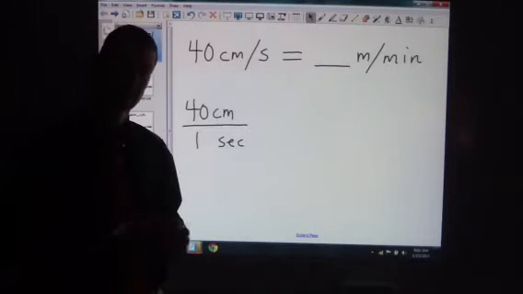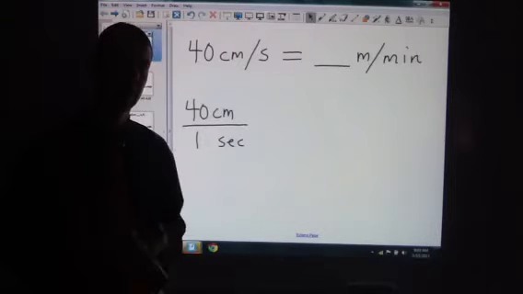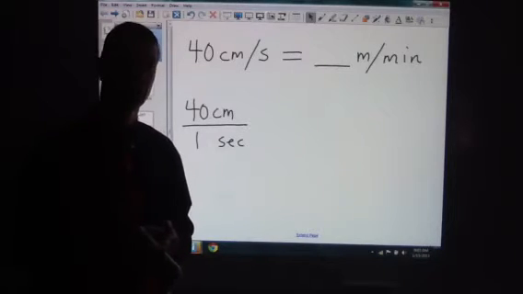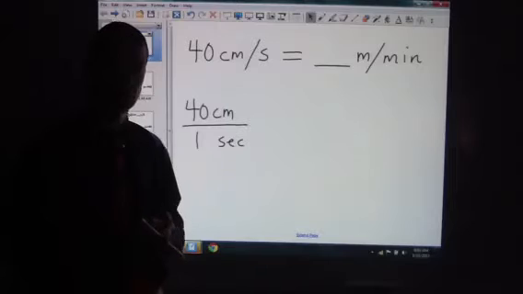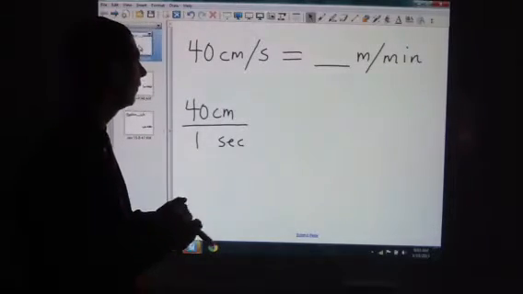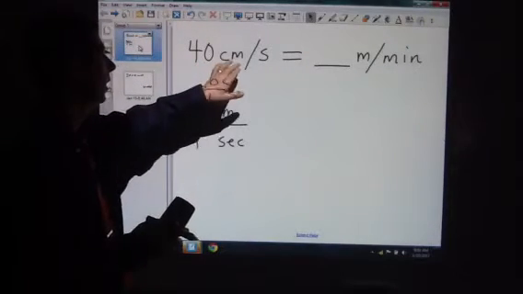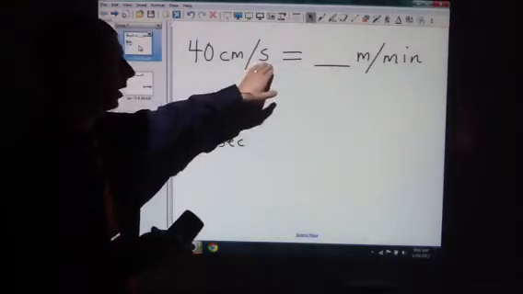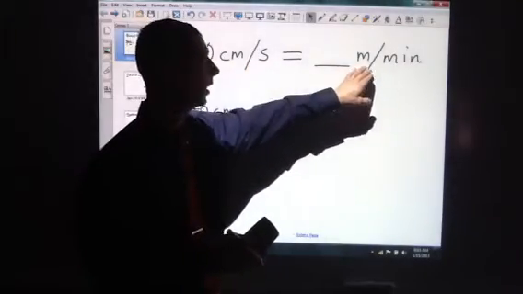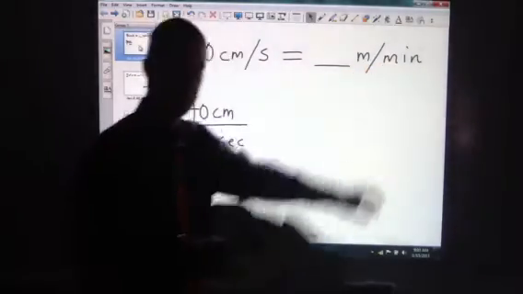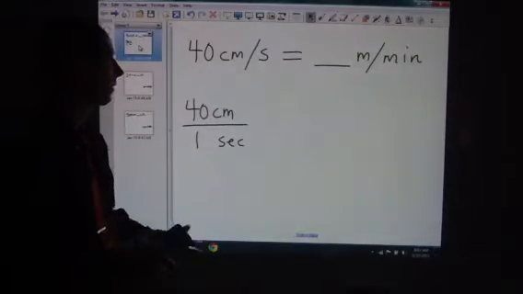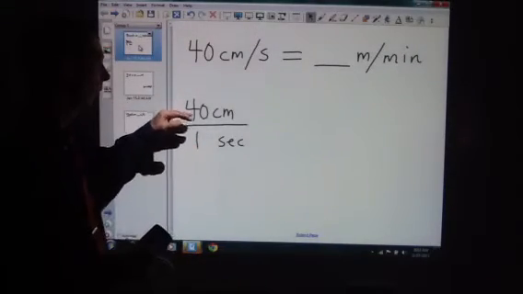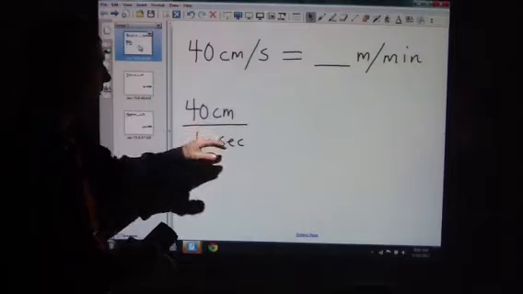So once you get this process down, there is some value to it that can be used later in life as far as converting into different units and so on. So if we take a look at this one, it's 40 centimeters per second, and they want us to convert it to meters per minute. Okay. So the way we set this up is we write 40 centimeters over 1 second.